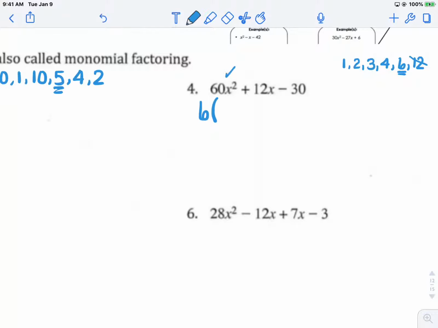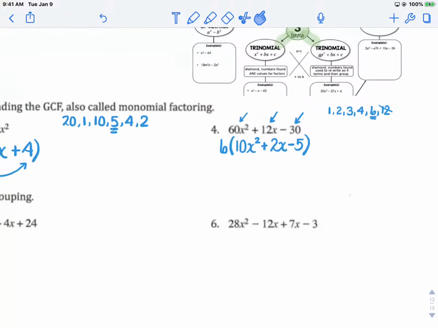So then I want to think about 6 times what to make that 60x squared. It must have been 10x squared. Plus 6 times what to make 12x? A 2 and an x. Minus 6 times 5 to make the 30. And that would be getting at least the GCF, or greatest factor, out of all of the terms.